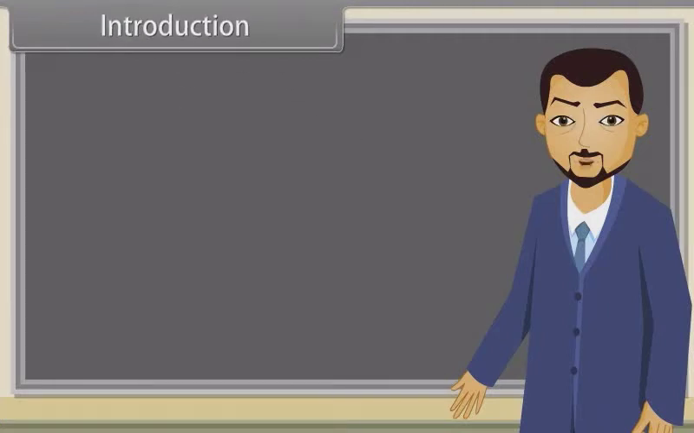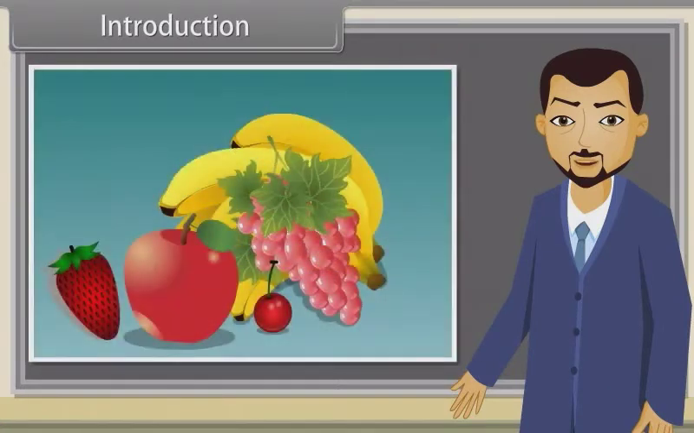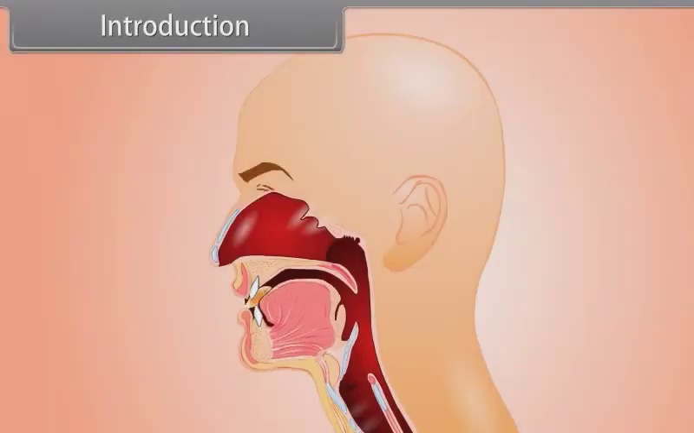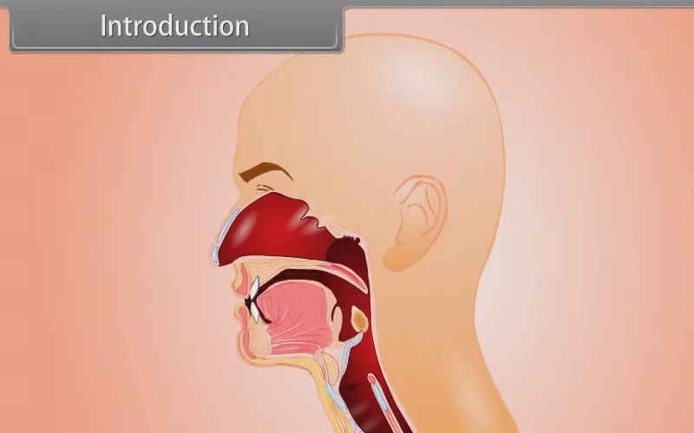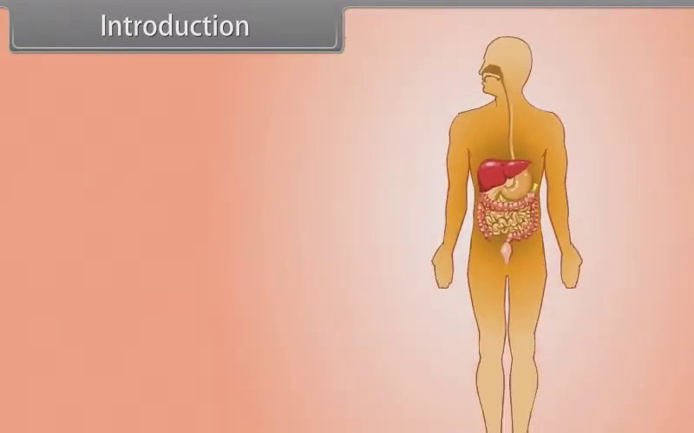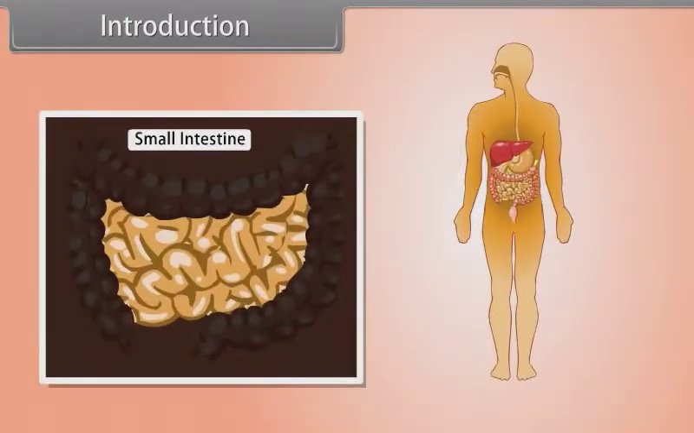Hey kids, we all know that we need energy to live and food is the primary source of energy. But you know that the process of digestion of food starts from the mouth and the absorption of energy mainly starts in the small intestine.